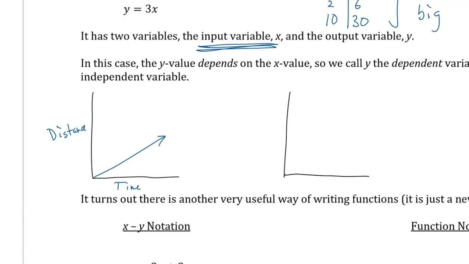Anybody else think of another one? It can be easy to come up with them when time is on the horizontal axis. So if we keep time here, what else depends on time? Anybody think of something? Your height, which is a type of distance in a way. The distance the top of your head is from the bottom of your feet. But height, like you grow over time. Yep.